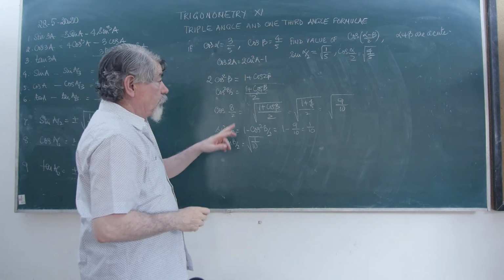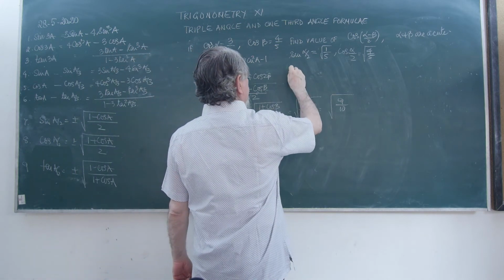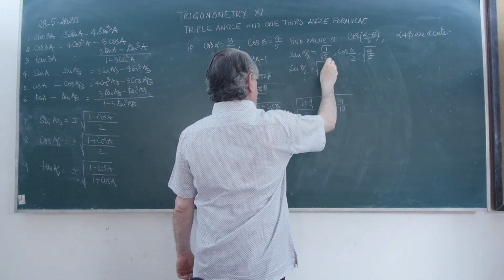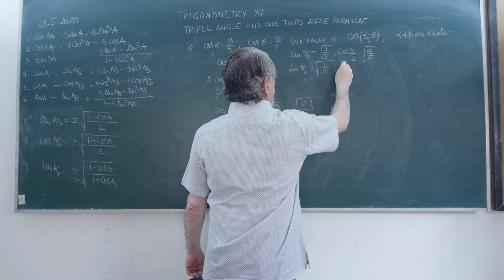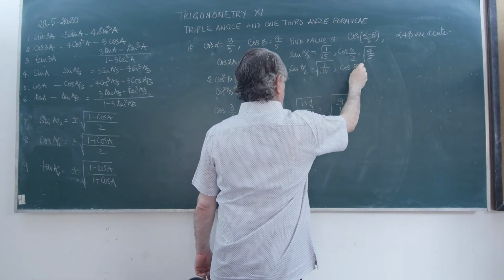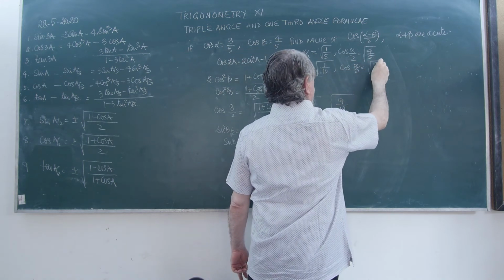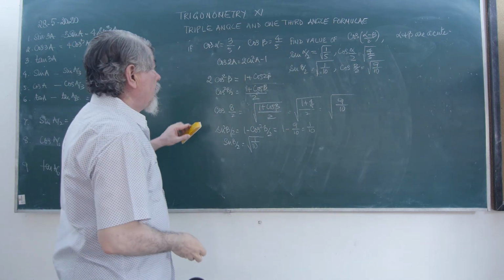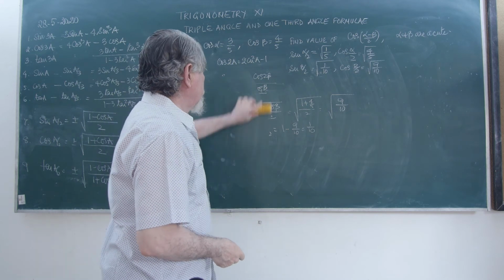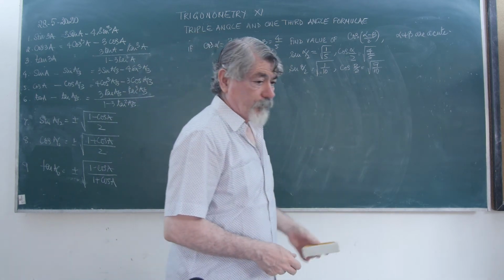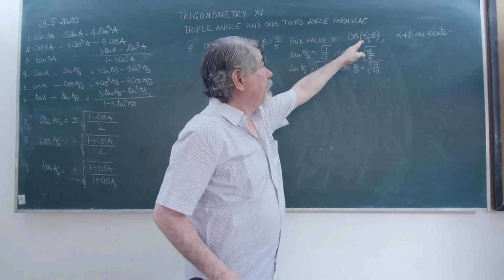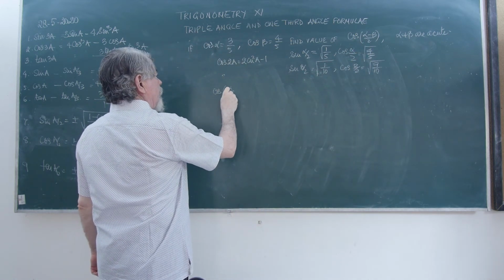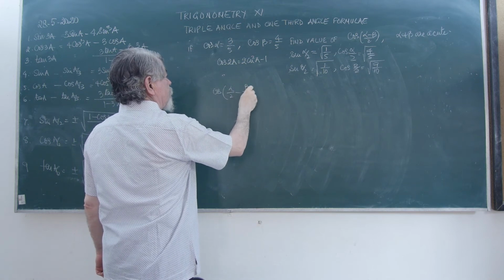So what is the value of sine beta by 2? We have calculated sine beta by 2 as under root 1 upon 10, and cos beta by 2 as under root 9 upon 10. We have got these values. After this, what we have to calculate is cos of alpha minus beta upon 2. That means I have to calculate cos of alpha by 2 minus beta by 2.